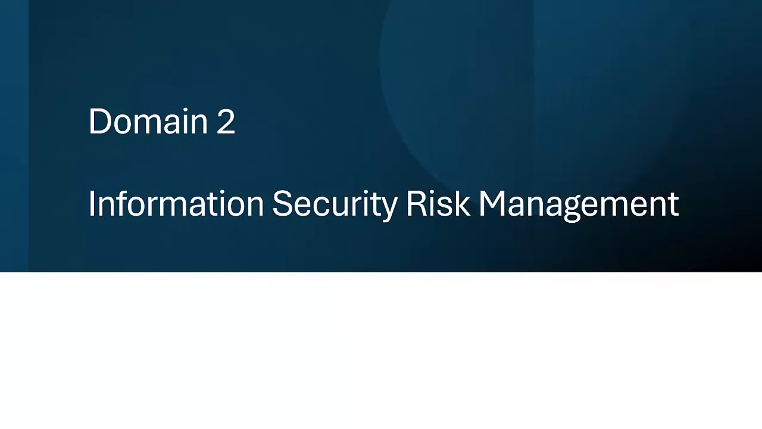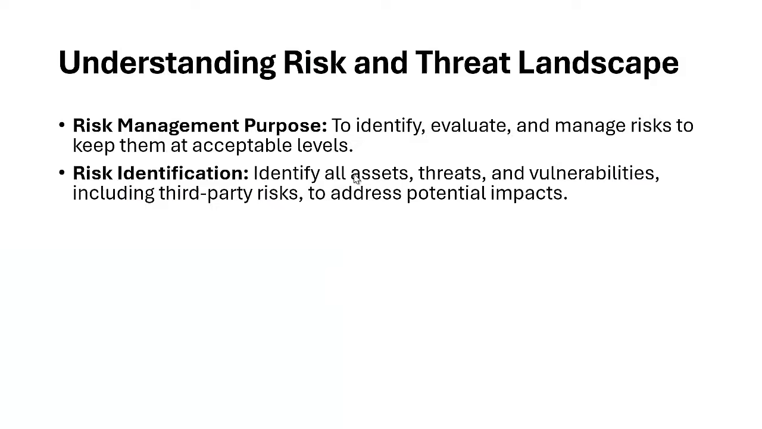Now we are moving to domain 2, information security risk management. When you're talking about information security risk management, 20% is testable from domain 2, and approximately 30 questions we can expect from domain 2. Now, the ultimate goal of risk management is to reduce risks to an acceptable level. So if you get any question on what the ultimate goal of risk management is, the answer is to reduce the risk to an acceptable level.